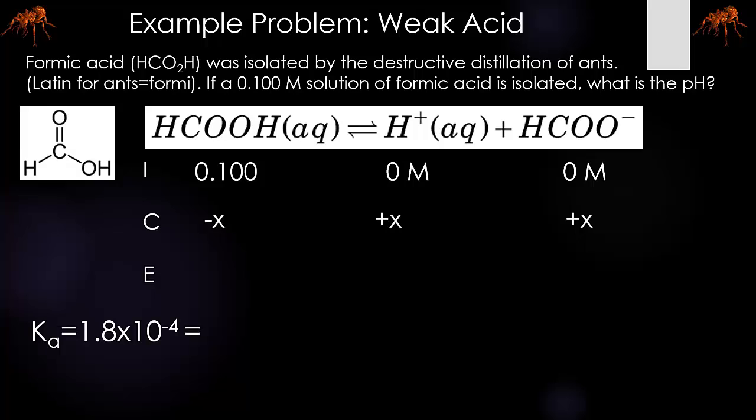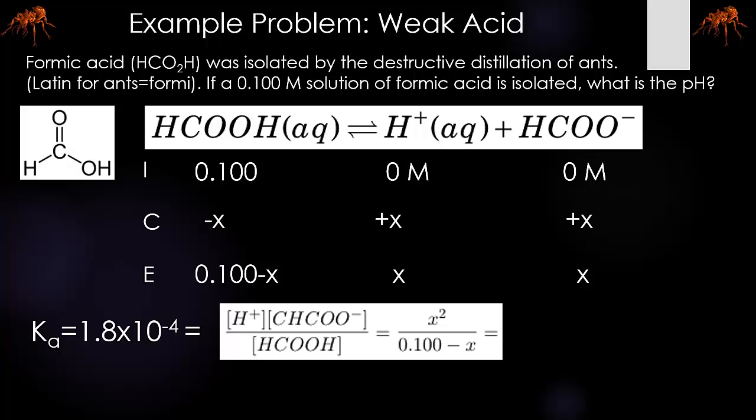We can then fill in our final values using this variable. Now we can fill into the Ka equation since we know the Ka, and do the algebra to solve for x. But notice this is a quadratic, and the algebra can get pretty hairy pretty fast.